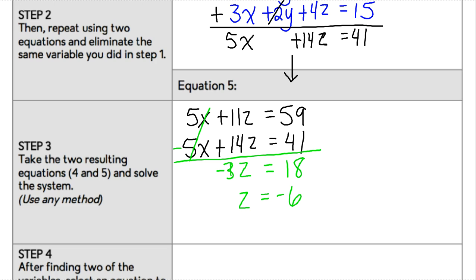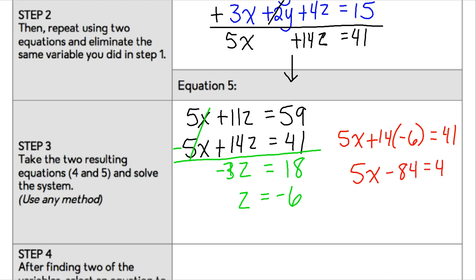Now we take that and plug it back into one of those original equations. So I'm going to plug it in here. I have 5x plus 14z, which is negative 6, equals 41. That gives me 5x minus 84 equals 41. So when I add that 84 to both sides, I get 125. So my x is 25.